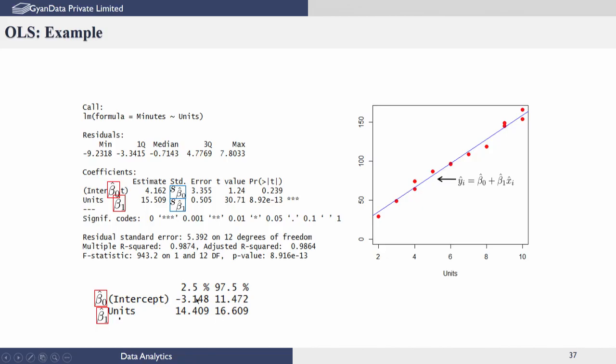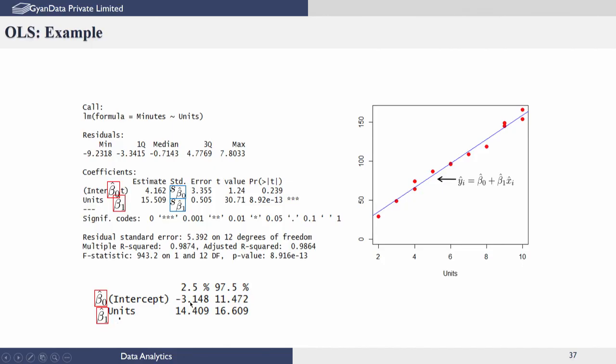Now, clearly the confidence interval for beta naught includes 0, and therefore, we should not reject the null hypothesis beta naught equal to 0. We should simply accept that beta naught perhaps is equal to 0, whereas the confidence interval for beta 1 does not include 0. So, we can reject the null hypothesis that beta 1 equals 0, and the slope is an important parameter to retain in the model.